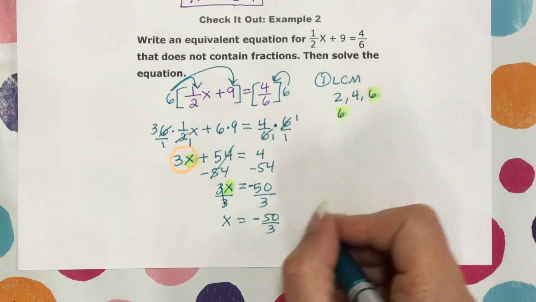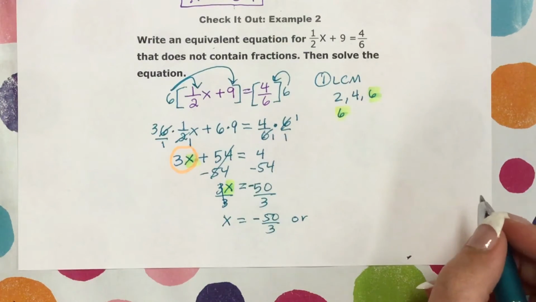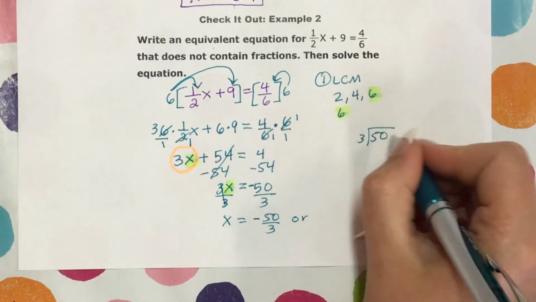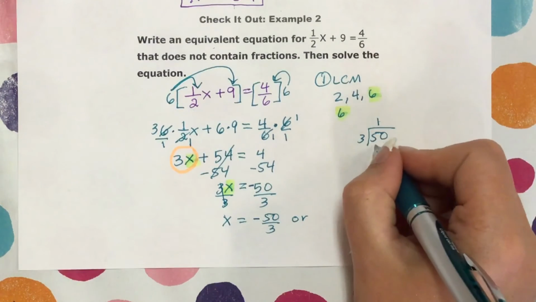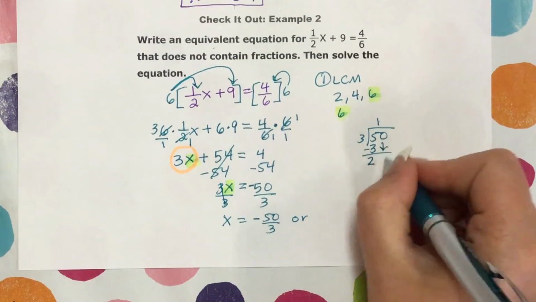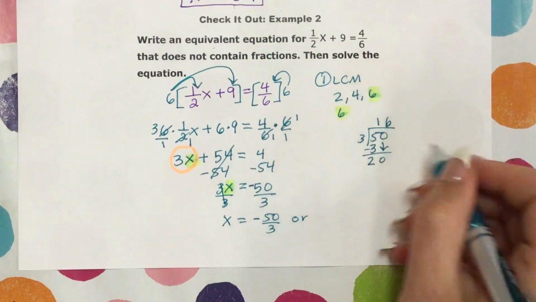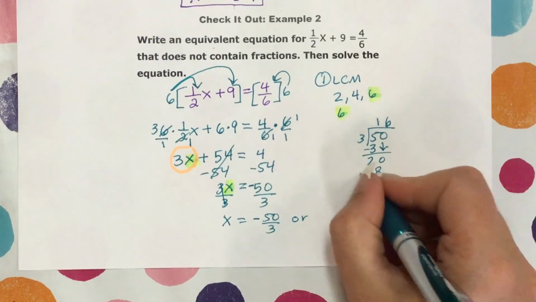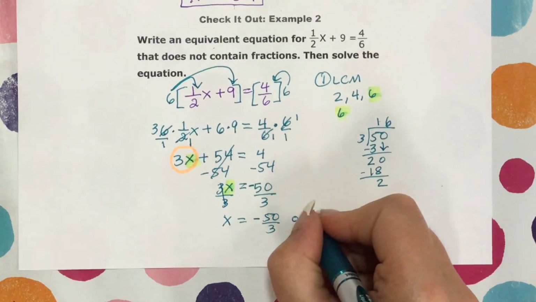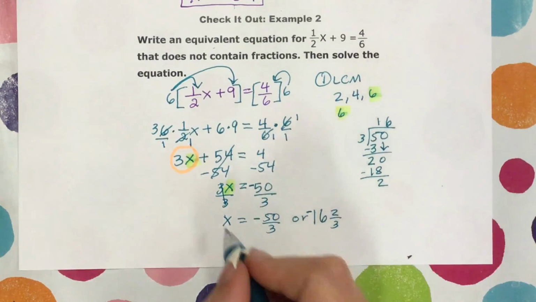Now I can change it to a mixed number if I figure out how many times 3 goes into 50. I'm not sure how many times, so I'm just going to do 50 divided by 3 real quick. 3 goes into 5 one time. 1 times 3 is 3. 5 minus 3 is 2, and then I drop that 0 down. 3 goes into 20 6 times. 6 times 3 is 18, and then there's 2 left over. So it would be negative 16 with 2 left over.